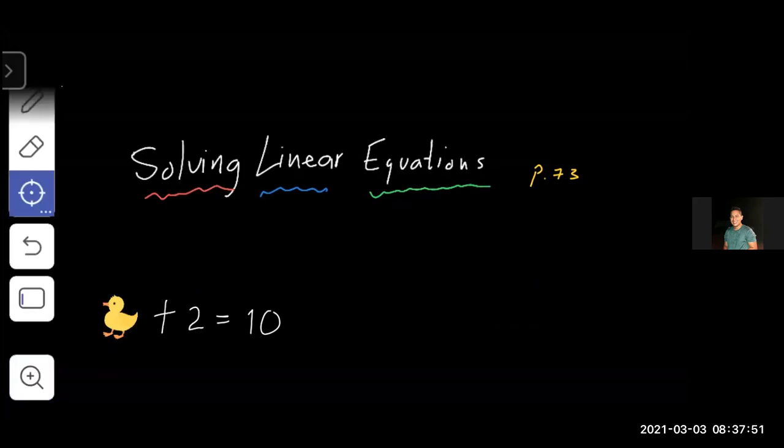Let's say, guys, that instead of having a variable x or y, you have a little dog here, and you add 2 to that dog. This equation claims that this dog plus 2 is equal to 10. Can someone tell me what is the value of that little dog? 8. Sure, 8.